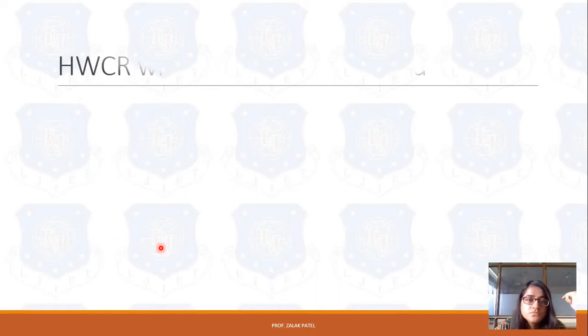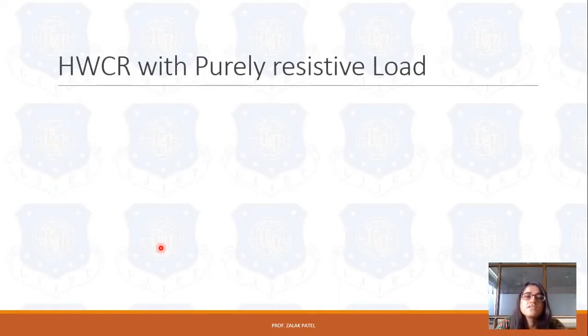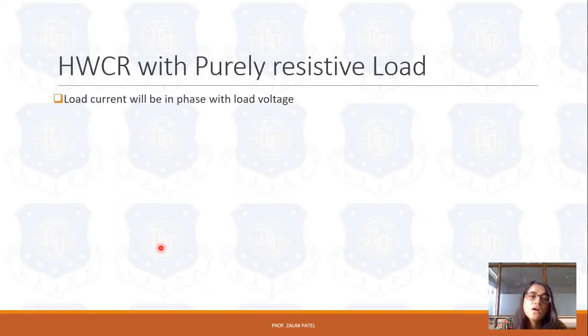Now let's see the HWCR with purely resistive load. So load current will be in phase with load voltage. Because of the purely resistive circuit, the load voltage and current will be in phase. And because of that, the load voltage waveform is the same as the load current waveform, because there is no phase difference or phase leading or lagging present, and because of that both waveforms are of the same shape.